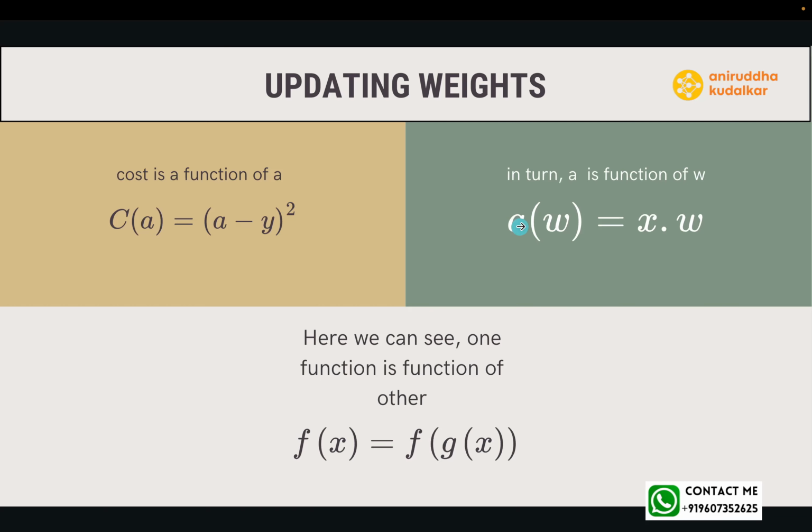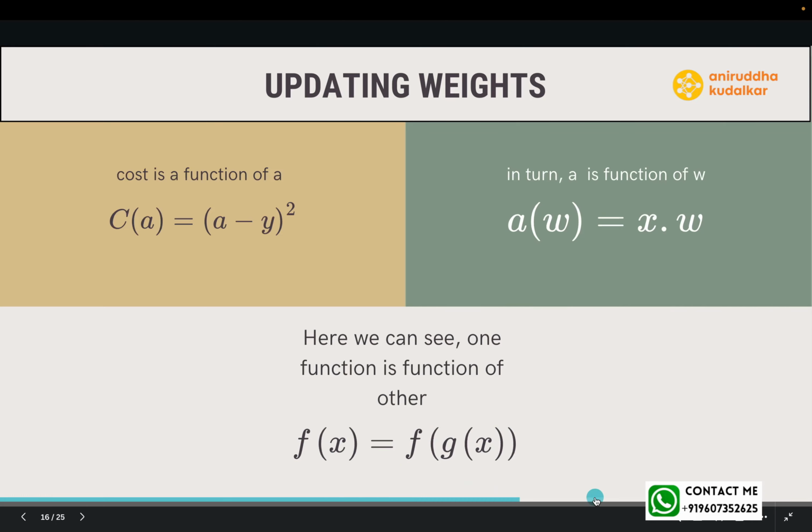In turn, A is a function of W, right? The output activation A is nothing but what? The output activation is a function of W, that is X into W. Which means that here we can see the cost is a function of A and A is a function of W. One function is the function of another function. f of x is equal to f dash of g of x. This is the scenario over here.